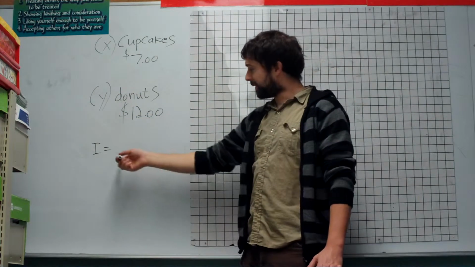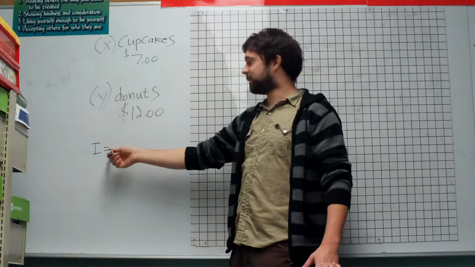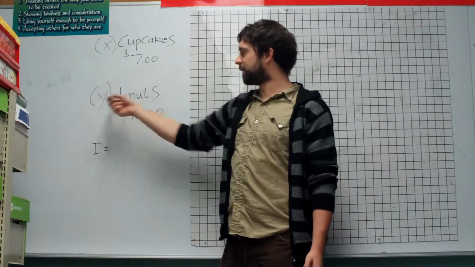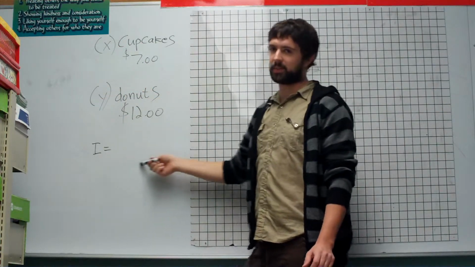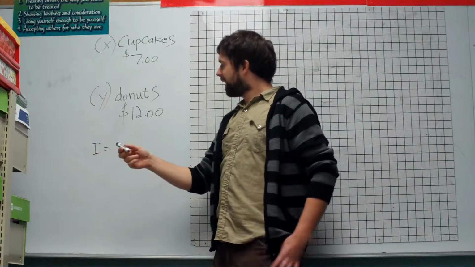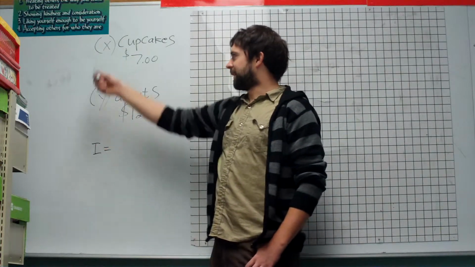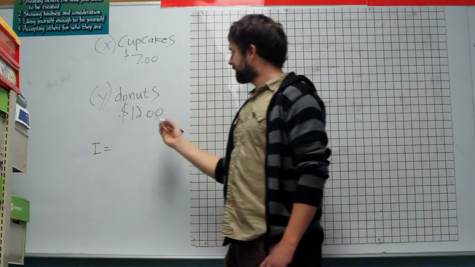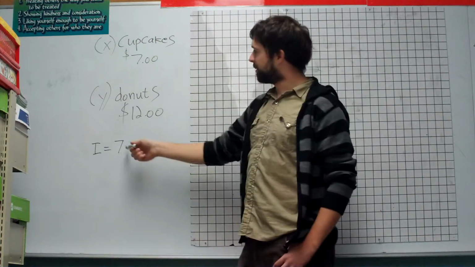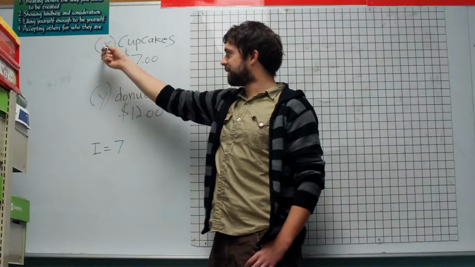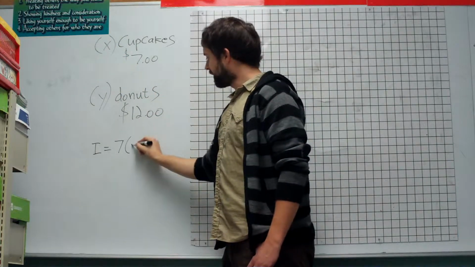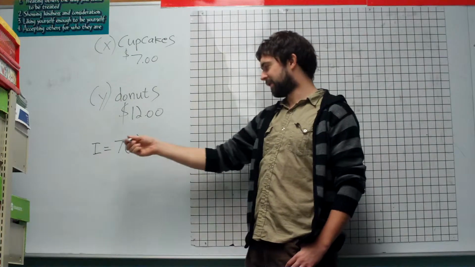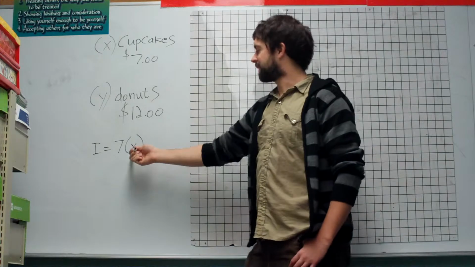Now we need to come up with an equation that we can use to find our income when I sell X number of cupcakes and Y number of donuts. It's just a general equation that we can use anytime we want to find out what my income is. We know that each cupcake gives us $7. So if we multiply 7 by the number of cupcakes we sell, that's going to give us the income for cupcakes. The amount one cupcake costs times the number of cupcakes that I sell.